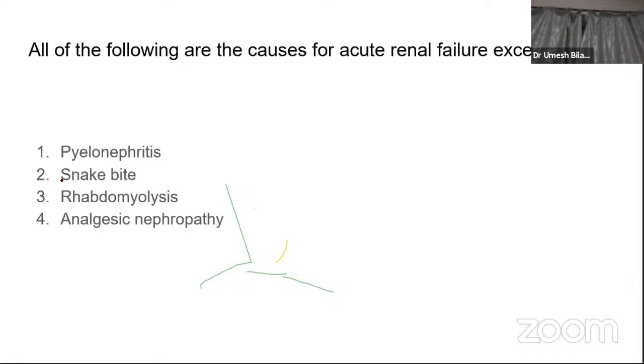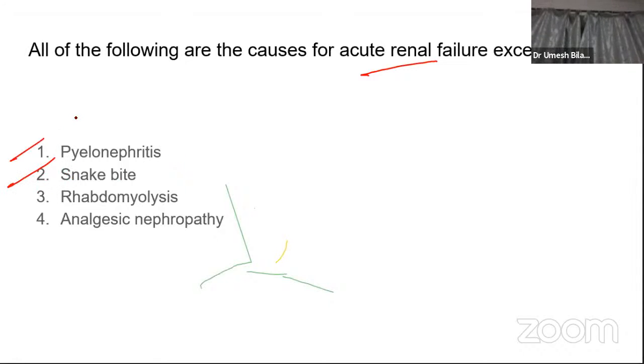But if it causes renal failure, will it cause acute or chronic? It causes acute only. It is not chronic anyway. It will be acute. So acute renal failure is possible in renal snake bite. This is not the answer.